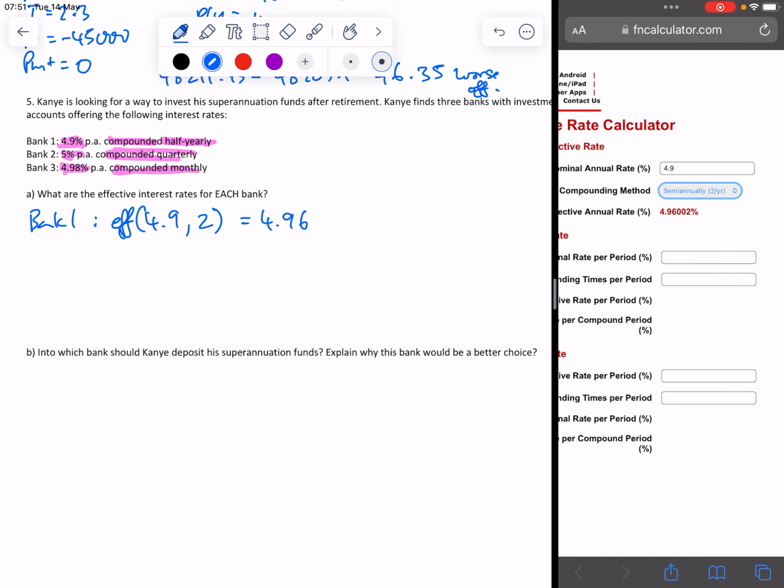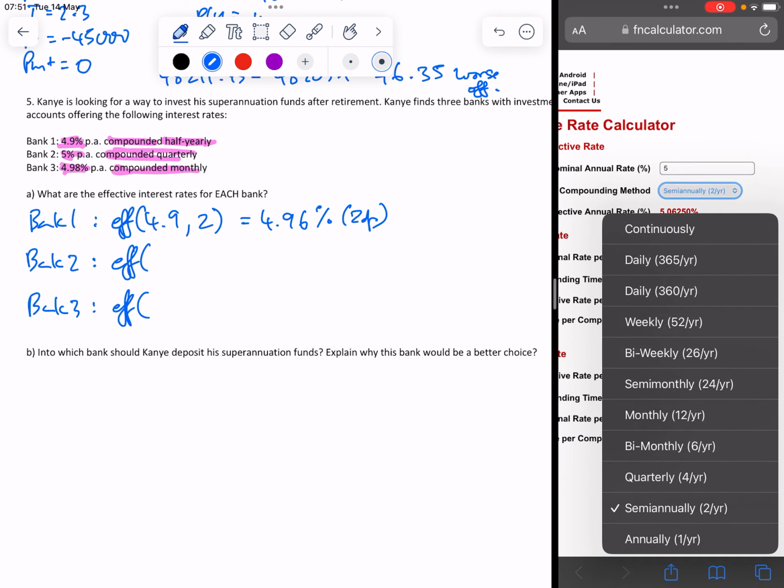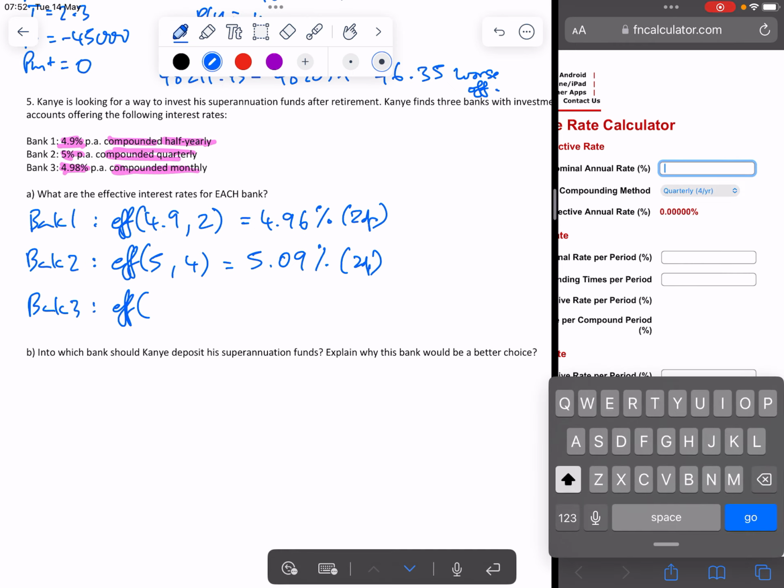Bank 2, EFF, I'll write in Bank 3 as well. Bank 2 is 5% and it's compounding quarterly. So quarterly 4, 5, 4. That rate is 5.09% to 2 decimal points. And then the last one, it's 4.98, but it's compounding monthly, happening 12 times a year.